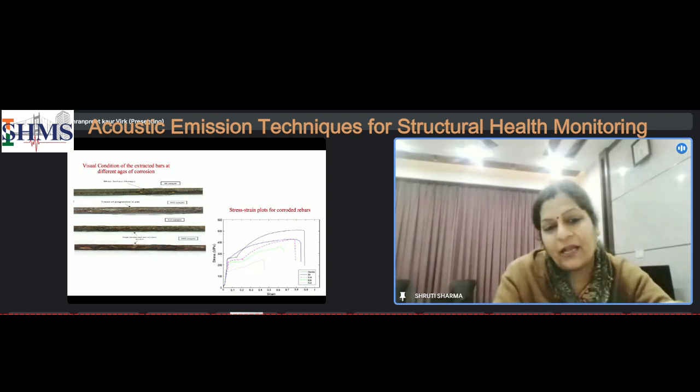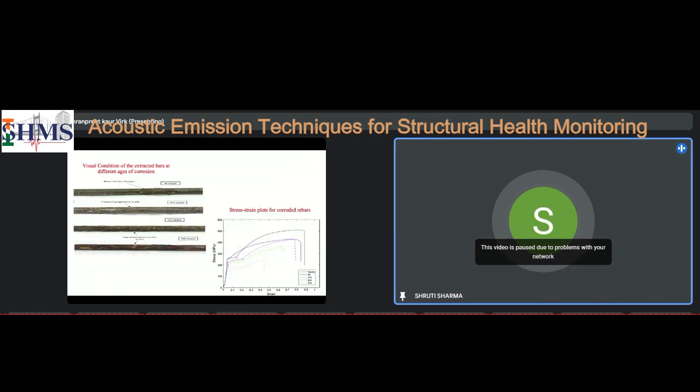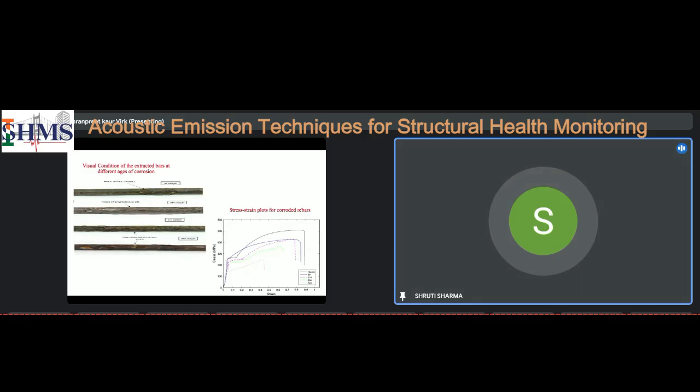We could see the load carrying capacity drastically falling, the area under the curve drastically decreasing, though the initial stiffness of all the samples is the same. All the bars are behaving nicely in the initial stages, showing a good stiffness, but they have drastically lost their ductility.